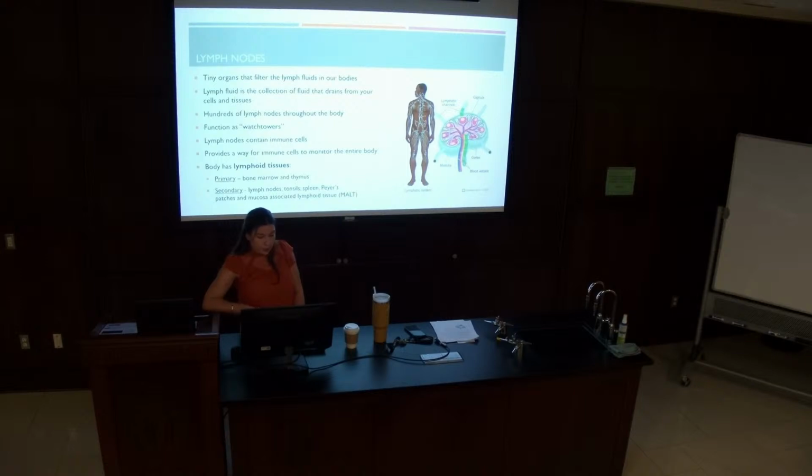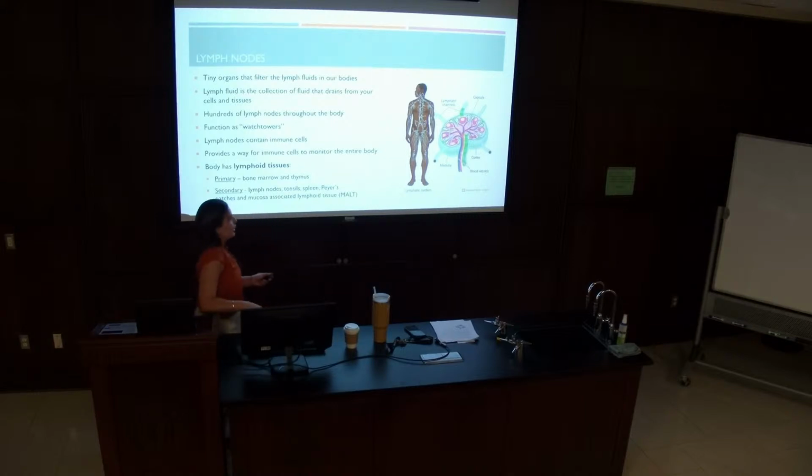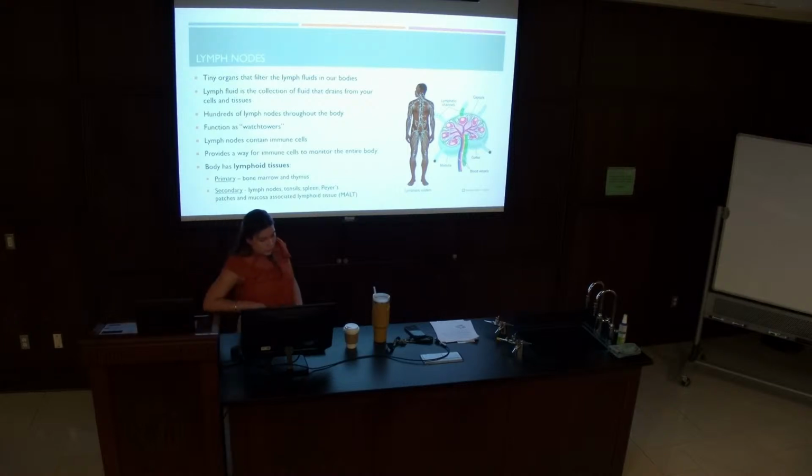And so lymph nodes are tiny organs that filter lymph fluids in our bodies. Lymph fluid is the collection of fluid that drains from your cells and tissues, and there are hundreds of lymph nodes throughout the body. This picture just kind of gives me goosebumps because literally everything is connected in your body through the lymph nodes. And so basically the lymph node functions as this watchtower, or this elevated observation point, and it's really like the headquarters for infection and recognizing it. And so it provides a way for the immune cells to monitor the entire body.